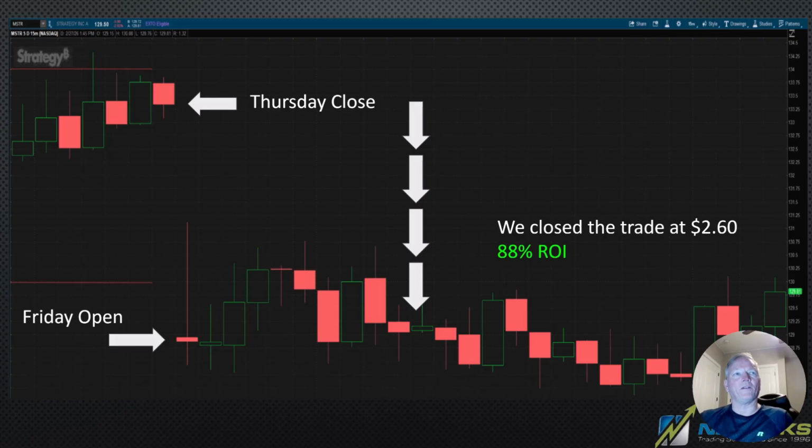Had we held it all day, we could have recognized an even greater return, but our goal is to get in and get out. If we can make a decent return in a reasonable period of time, which in this case, 88% was pretty good, we decided to exit the trade and look for something else to trade the next time.